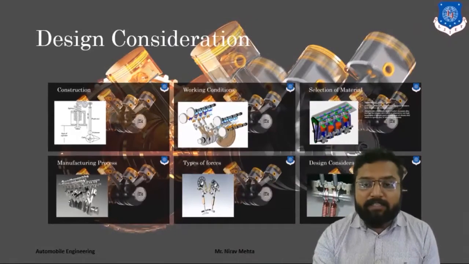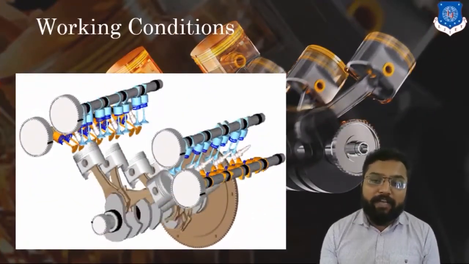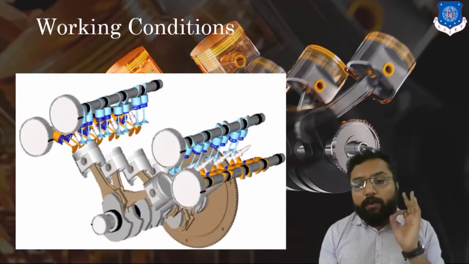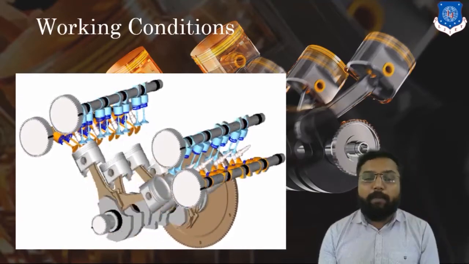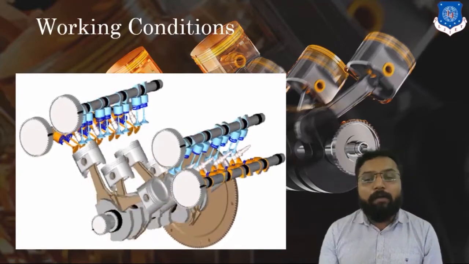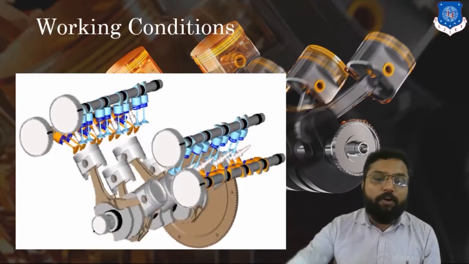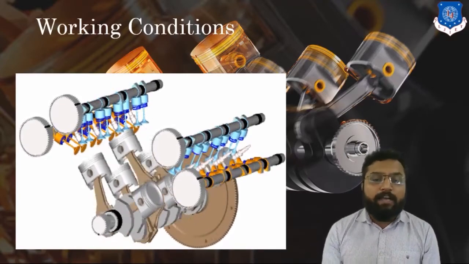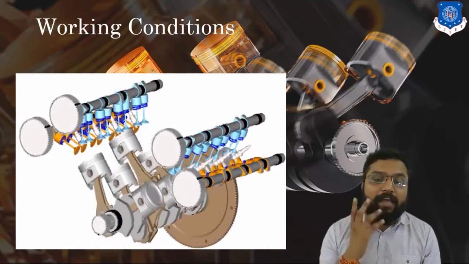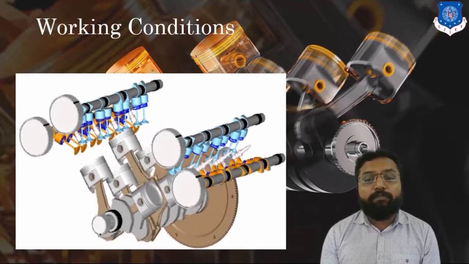So let's discuss the working condition. As I have told you, in the working condition the inlet valve will come under a moderate amount of temperature compared to our outlet valve, because at the outlet the temperature of the flue gases, or exhaust gases, is very excessive. Clear? So due to this excessive temperature, they will directly come under an immense amount of thermal stress.